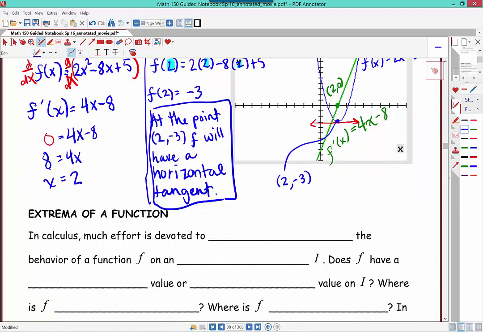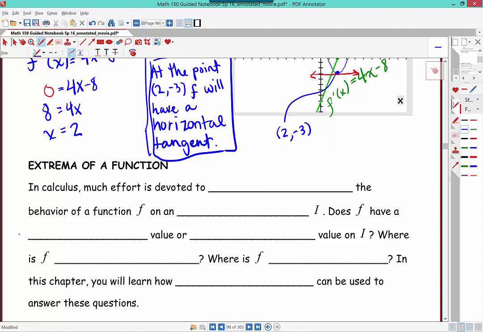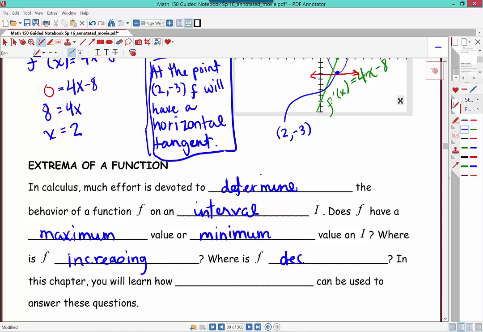So, going into extrema of a function. In calculus, much effort is devoted to determining the behavior of a function f on an interval I. Does f have a maximum value or minimum value on this interval? Where is f increasing? Where is f decreasing? In this chapter, you will learn how differentiation can be used to answer these questions, and this in turn will aid us in sketching the graph by hand.